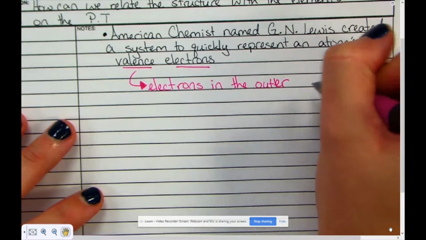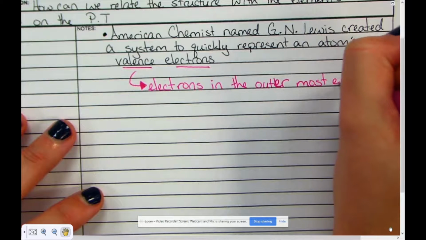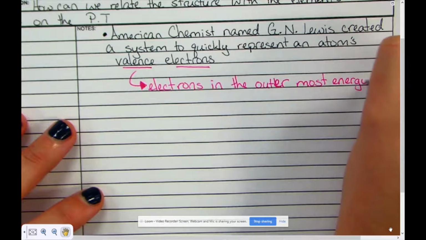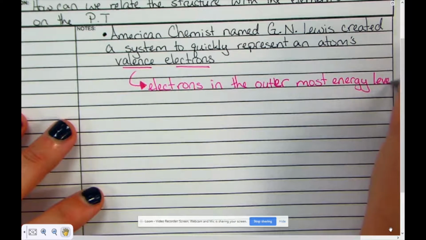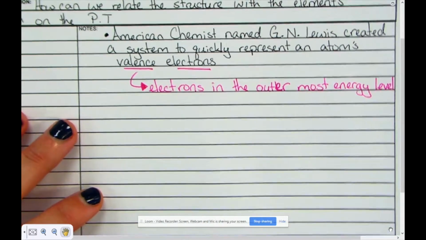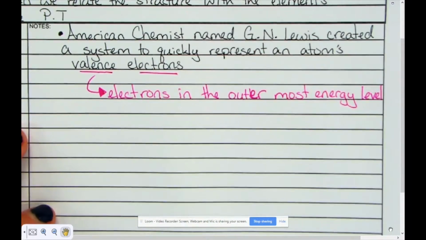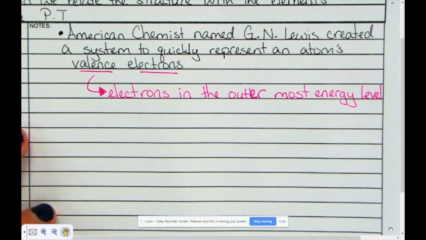Oh, I cannot spell outer to save my life. Yeah, I can, yeah. Is that better? Yeah, okay.